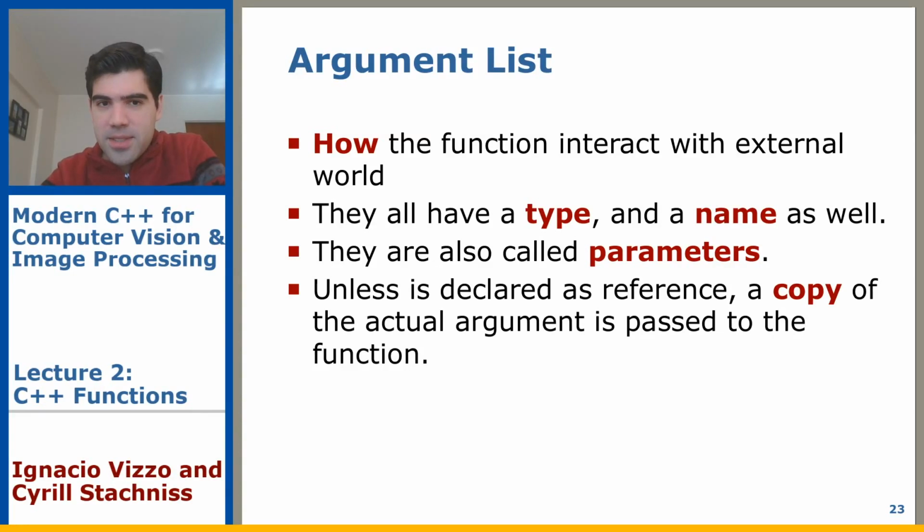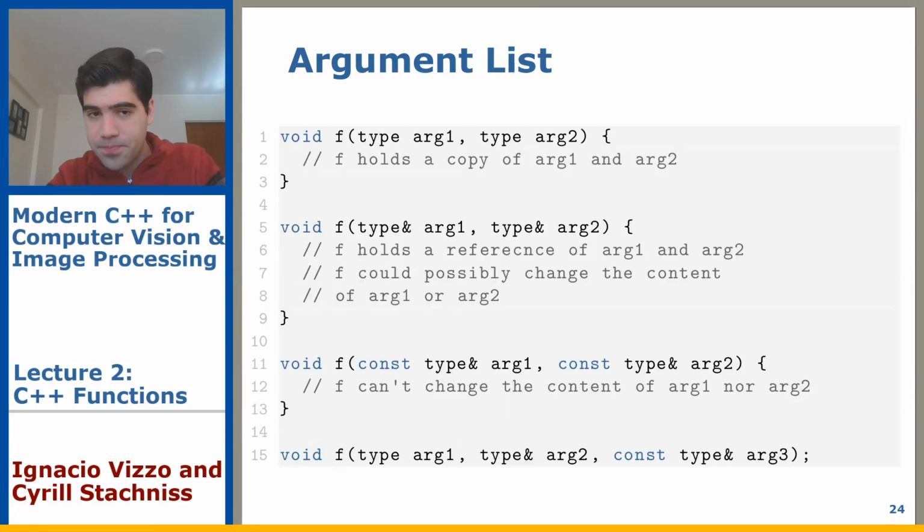And then the last thing of the specification of a function is the argument list. This is how the function will interact with the external world, and all the arguments will have a type and a name as well. These arguments are also called parameters, so it's the same. Unless it's declared as reference, a copy of the actual argument is passed to the function.